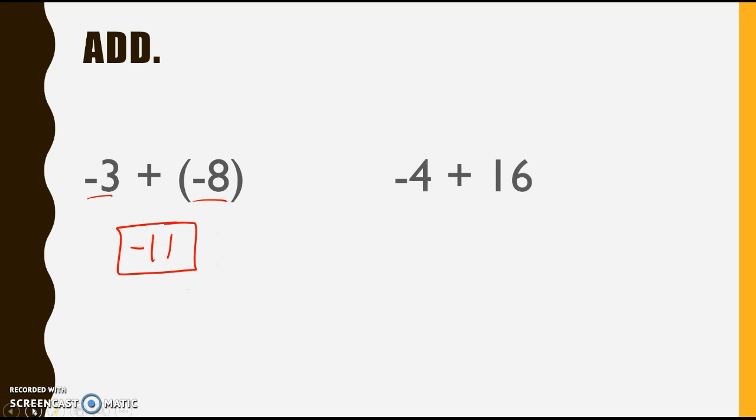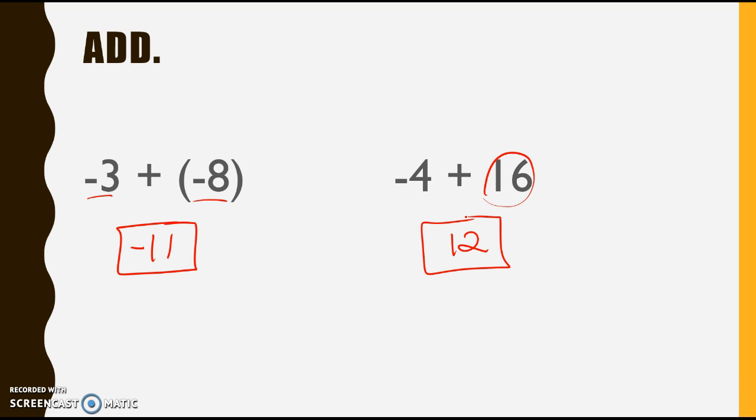Our next one here, there are different signs. So we take the larger number 16, and we're going to subtract 4 from that, which we have 12. And then we use the sign of the bigger number, and 16 is positive, so our answer is 12.